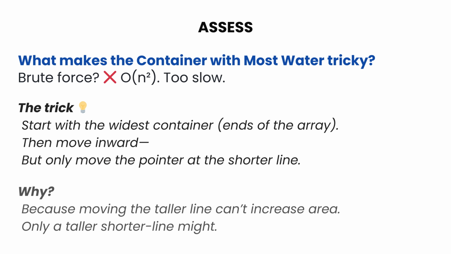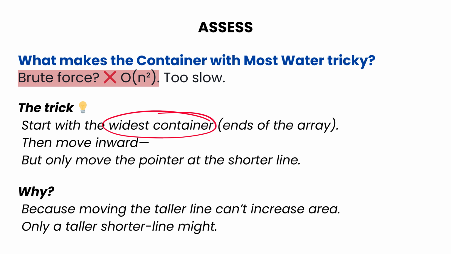Let's assess our options. Brute force would check all O(n squared) pairs, much too slow for large arrays. The real trick? Notice that the only way to increase area is to move from the widest container to a narrower one, but hopefully with a taller line. That means we can use 2 pointers, starting at each end of the array, always moving the pointer pointing to the shorter line inward. This way, we never miss the optimal solution, and we do it in linear time.